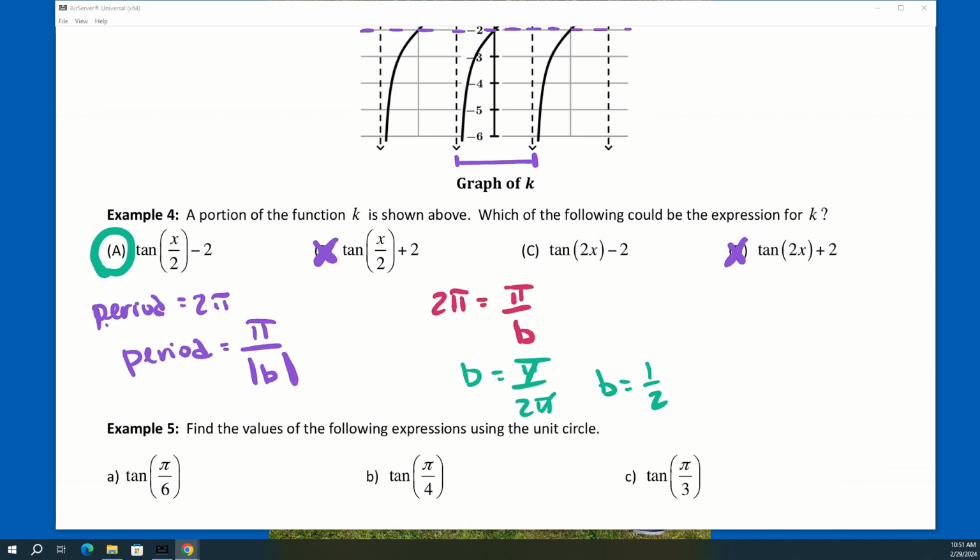Now, like I said, we're gonna do some unnecessary work just so we can practice actually finding that number in front of tangent one more time.